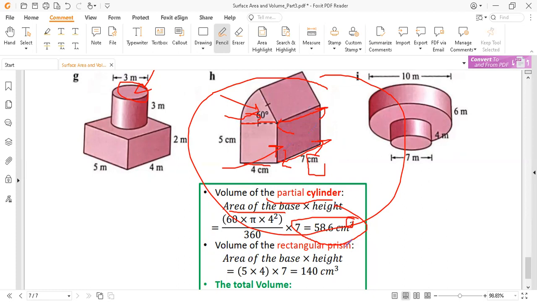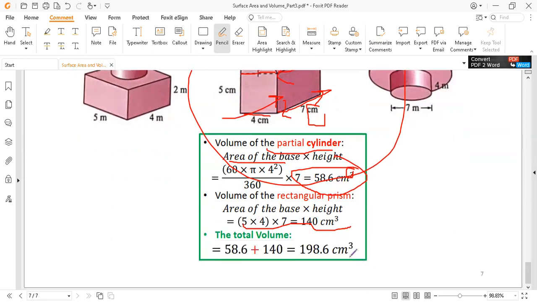Volume of the rectangular prism in the bottom, the area of the base. The area of the base is a rectangle with length 7 centimeters and width 4 centimeters, which are the opposite sides. So normally we can multiply 7 by 4 to obtain the area of the base. Or instead of this, we can say that this is the base and we multiply it by the height. It is not a big deal because we will obtain the same 140 centimeters cubed.